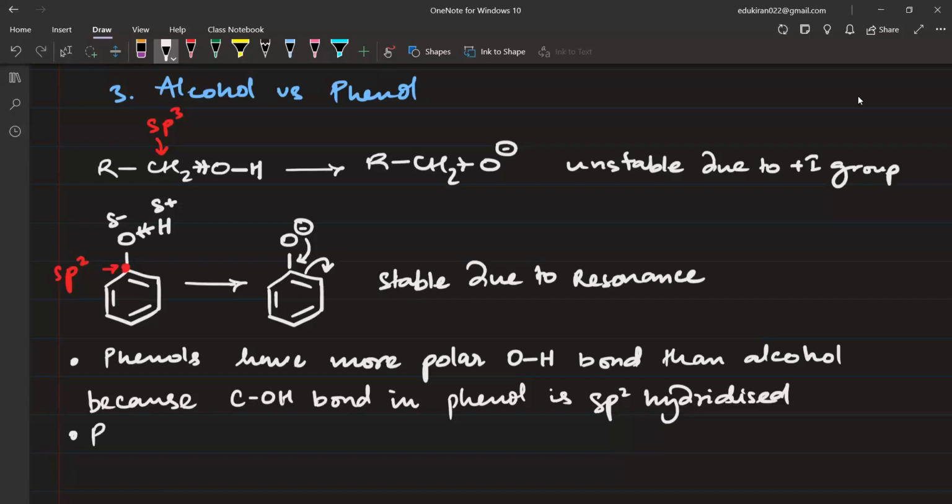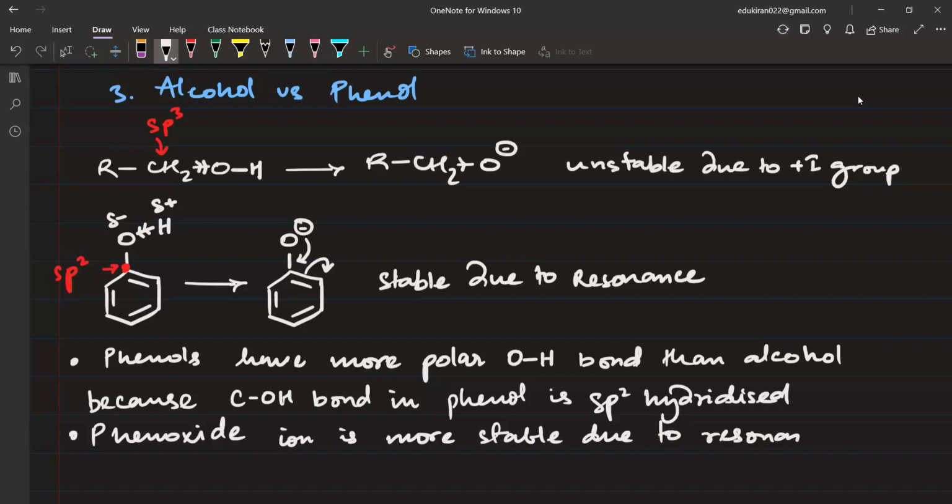Next we will write: phenoxide ion is more stable due to resonance. Now this point is more important. Okay, this point is more important.